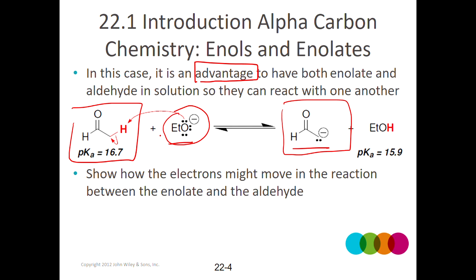This is one strategy. In this strategy, we want to create an equilibrium so that both of these structures will exist simultaneously at equilibrium, and they can then collide with one another. And so that would look like this. You'd have your enolate, which you could draw in either resonance contributor.